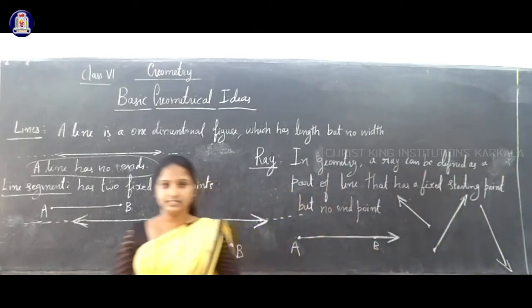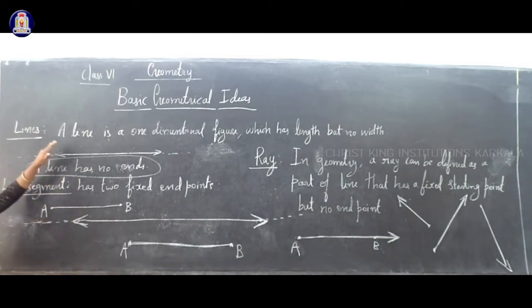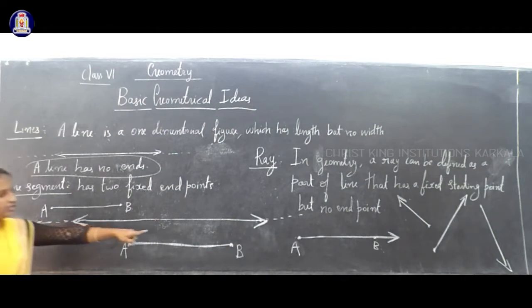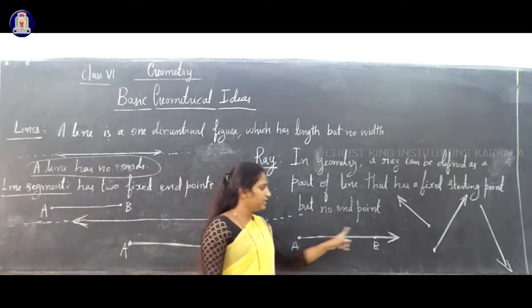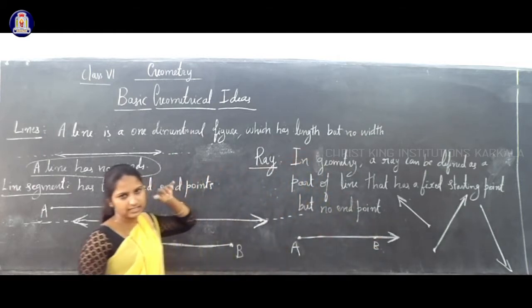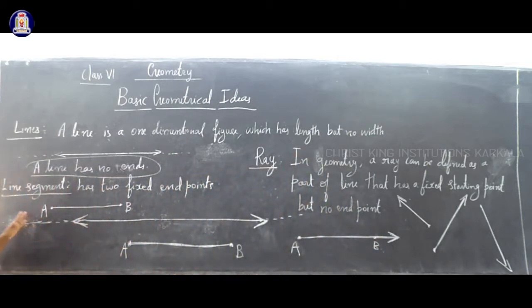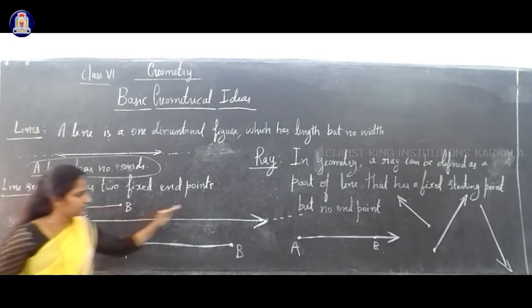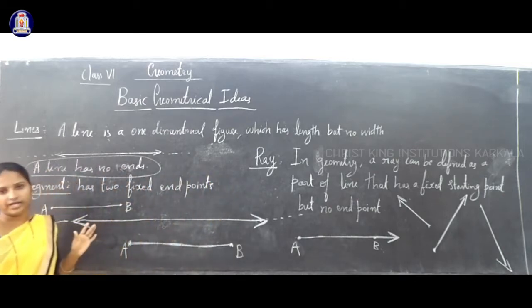But you should know the difference between a line, a line segment and a ray. A ray has only one fixed point. In the other end there is no end point. You can extend that line, you can increase its length. Clear? But a line means on both sides you get an arrow mark like this. That means on both sides you can extend and increase the length. On this side also and this side also. There is no end point for lines.